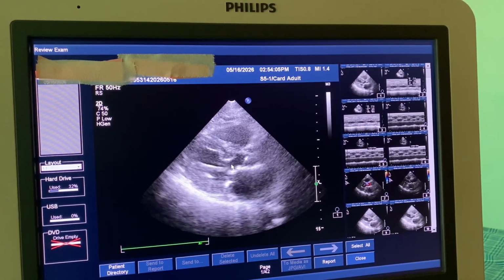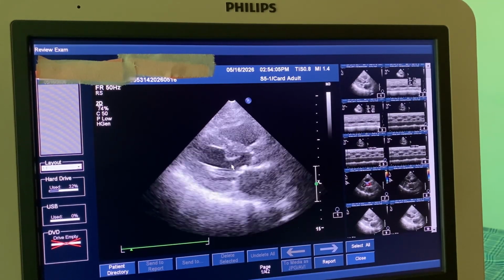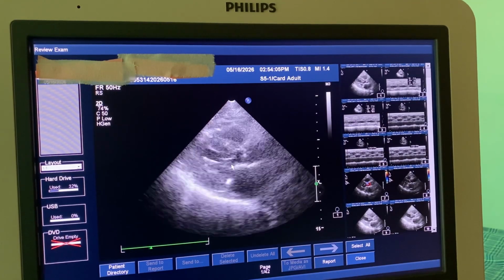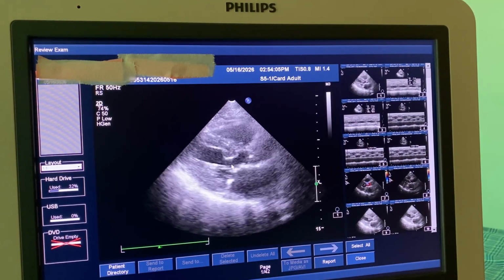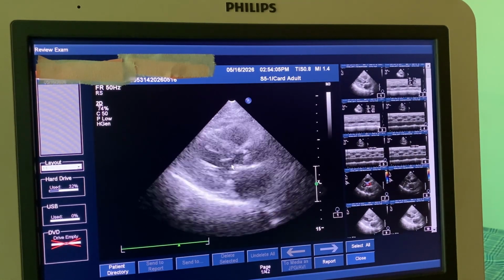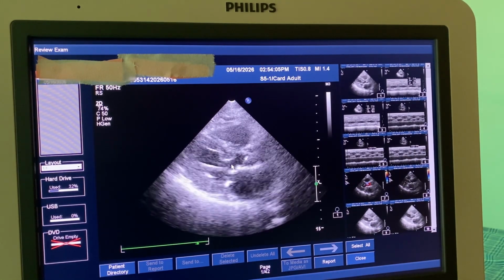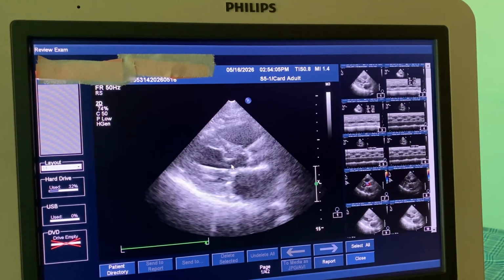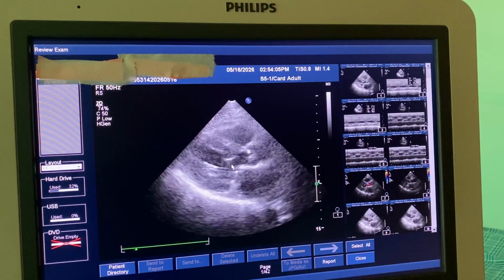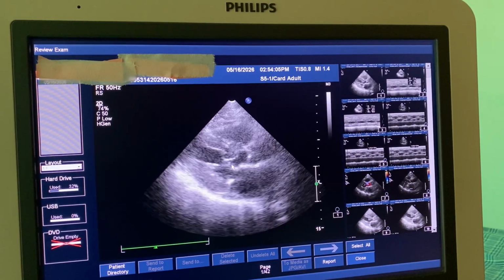So the patient came with symptoms of headache, dizziness and easy fatigability. That's what she had, and chest pain. The patient had chest pain, headache, dizziness and easy fatigability. So we took the BP, it was 180/80.